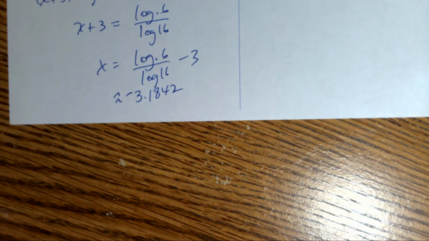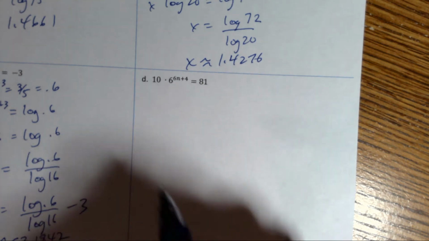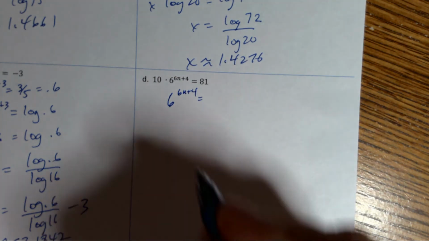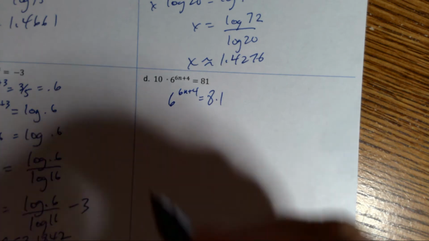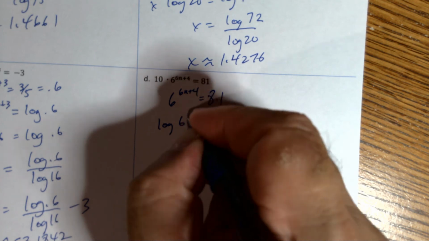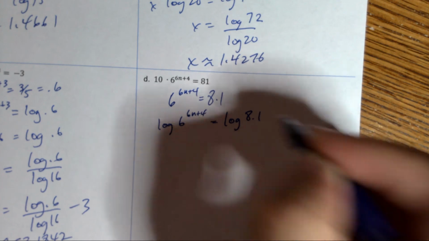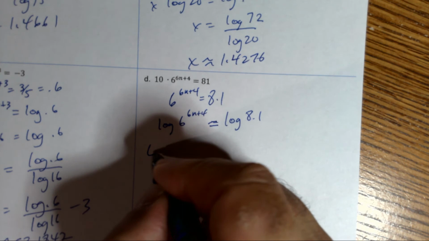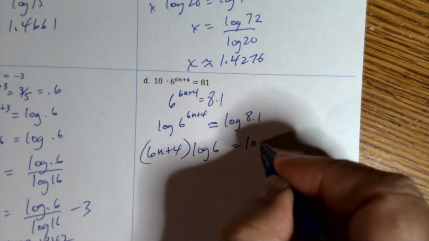So that's C, D. All right, so this one you have to divide by 10 first. So 6 to the 6n plus 4 equals 81 over 10. I'm being lazy here. Since we're dealing with decimals, I'm just going to change it to a decimal. Now we take the log of both sides. So it's log of 6 to the 6n plus 4 equals log of 8.1. And then the exponent comes down, so 6n plus 4 times log of 6 equals log of 8.1.